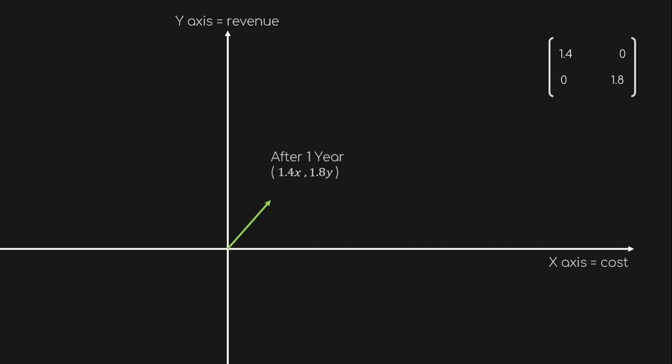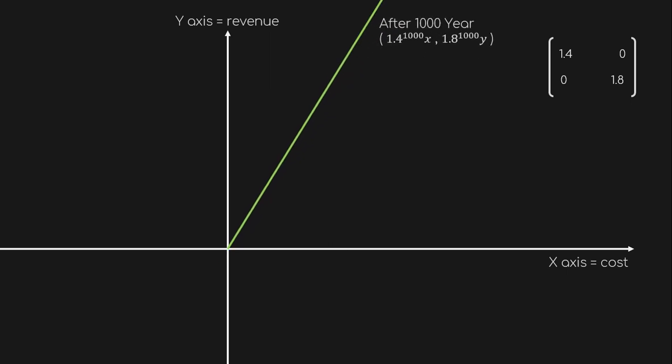And after the second year, this is just going to be 1.4 squared times x, because we are going to multiply by 1.4 one more time with cost. And the revenue is going to be 1.8 squared times y, because we are multiplying by 1.8 one more time. And as you may have guessed, after 1,000 years, this is just going to be 1.4 to the power 1000 times x and 1.8 to the power 1000 times y. This is very straightforward and very simple to imagine and even to calculate, right?